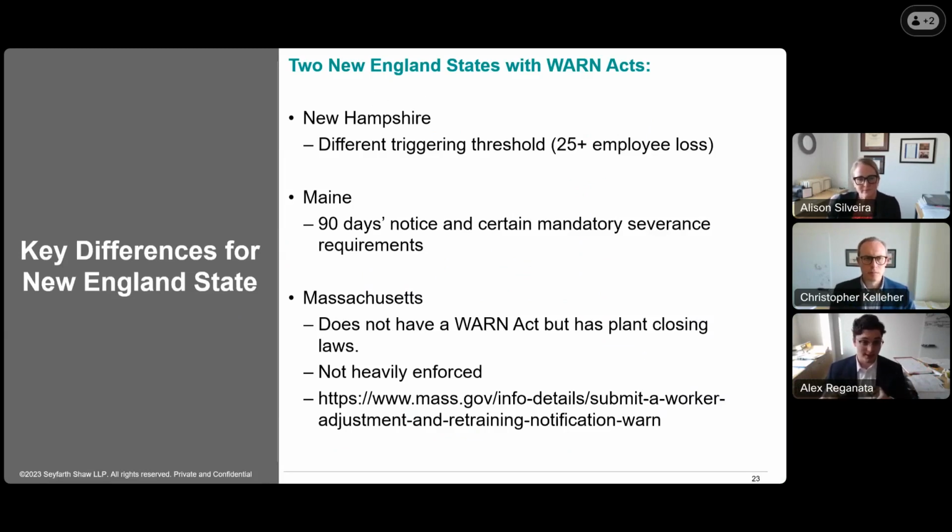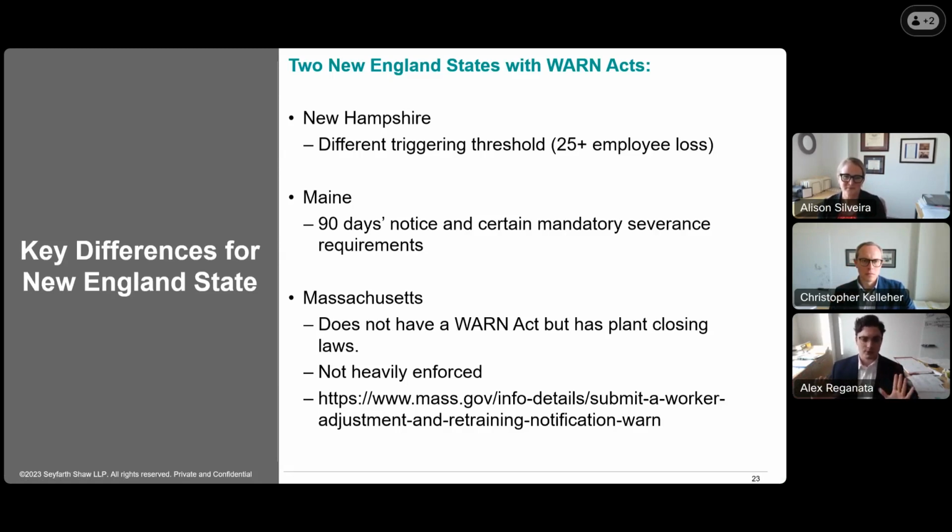Maine is going to impose a 90-day notice requirement, and there's going to be some mandatory severance requirements, and that's usually going to be about 1 week of pay for each year of employment. And they're going to have some requirements requiring partial pay if there was a partial year of employment for that employee. There are some exceptions there, but that's getting a little too into the nitty-gritty.